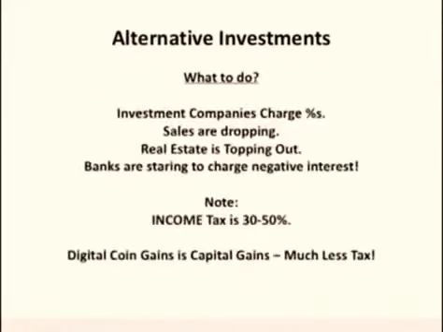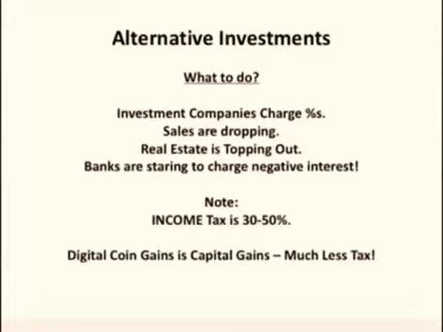So the next slide is, what are we going to do about it? The investment companies are charging percents on investment. T. Rowe Price, Edward Jones, up to 2%. Fidelity. Sales, retail sales are dropping. Macy's is closing a whole bunch of stores. Real estate is topping out, and banks are starting to charge negative interest. That means if you have an account at a bank with, say, $10,000 and do nothing, they're going to start charging you 3 or 4% just to have money in their bank.